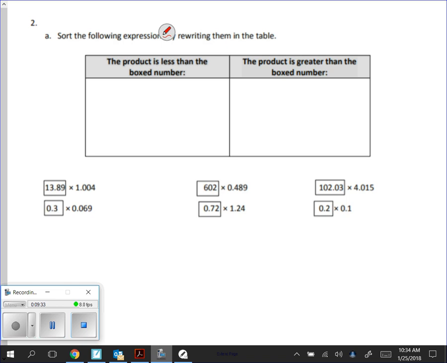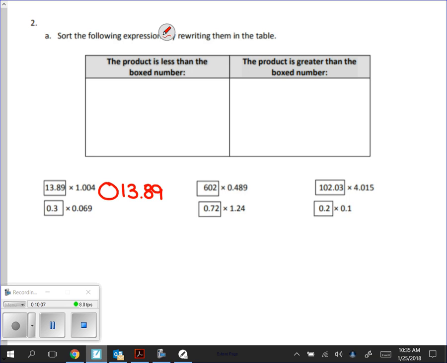So what they're wanting you to do is compare. Oops, I wrote over it. You would compare this number sentence to the box number. So would this be less than or would it be greater than? 13 and 89 hundredths times 1 and 4 thousandths. Where would it go? Less than or greater than?